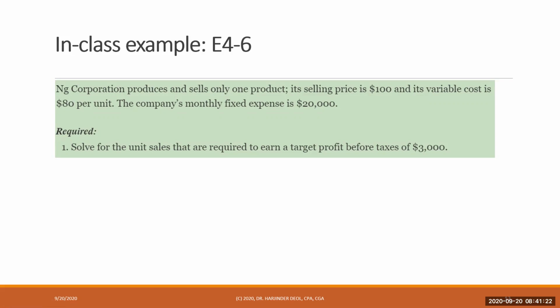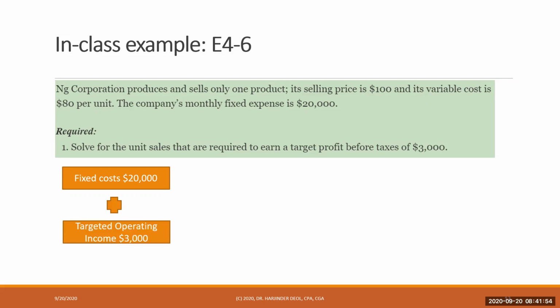Okay, so in order to make the targeted profit of $3,000 before taxes, this company must first recover its fixed costs of $20,000. If its total contribution margin was equal to $20,000, then it would break even. In order to earn the profit of $3,000, the company must earn an additional $3,000 of targeted operating income. Added together, we get total contribution margin of $23,000. This company must earn total contribution margin of $23,000.